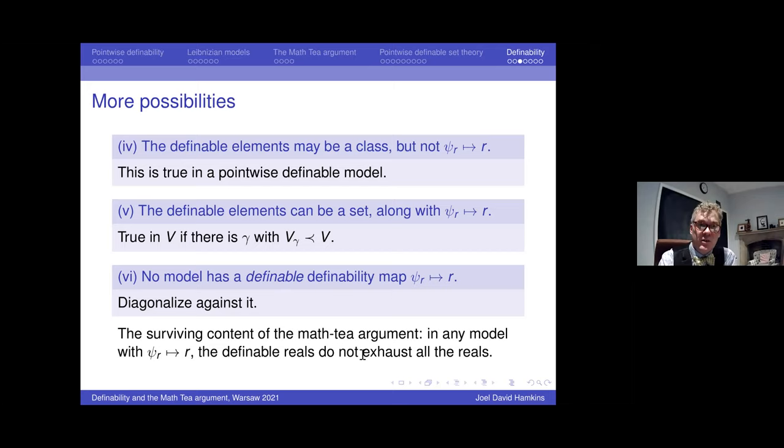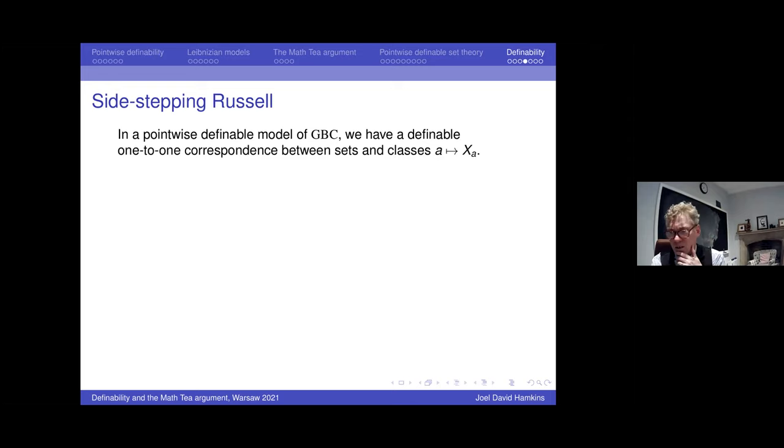I want to make this observation about sidestepping Russell's objection to Frege, the Russell paradox. In a pointwise definable model of GBC, we actually have a definable one-to-one correspondence between sets and classes. And I want to tell you what I mean by that. It's very common to interpret the Russell theorem as saying, look, you can't ever have a definable bijection between sets and classes, because this contradicts Cantor's theorem that the power set is bigger and so on.